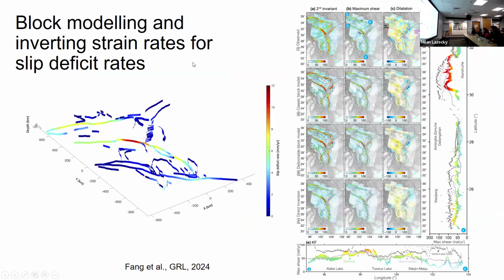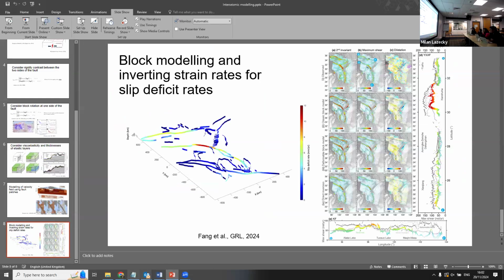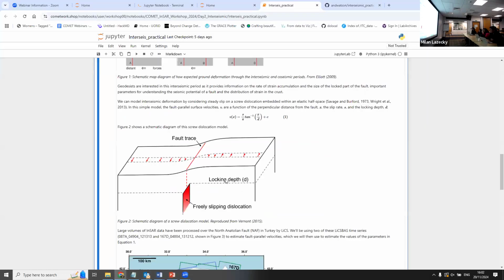You can also use block models to model the velocities. You can also directly model the strain rates from slip rate. You can calculate strain rate and directly model strain rate using some codes. So you can see more details from this paper. Okay, so we know that there are a lot of codes that we can use to model interseismic deformation, so please read some papers about that. Now let's go back to this practical and start with this simple model.